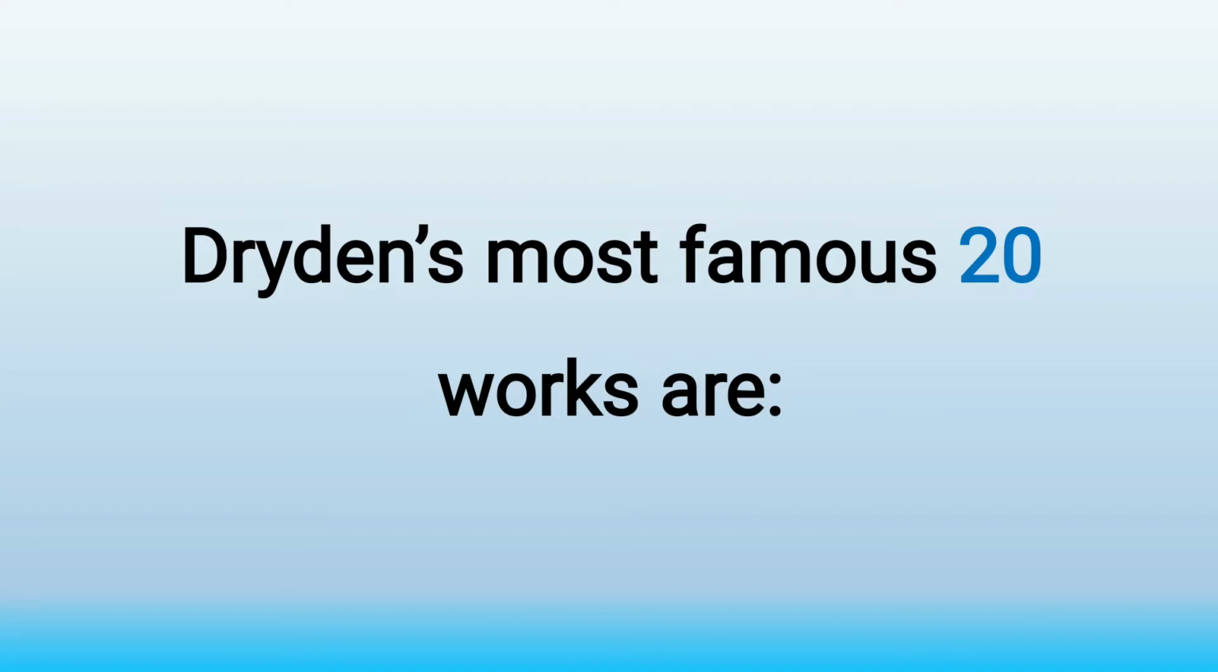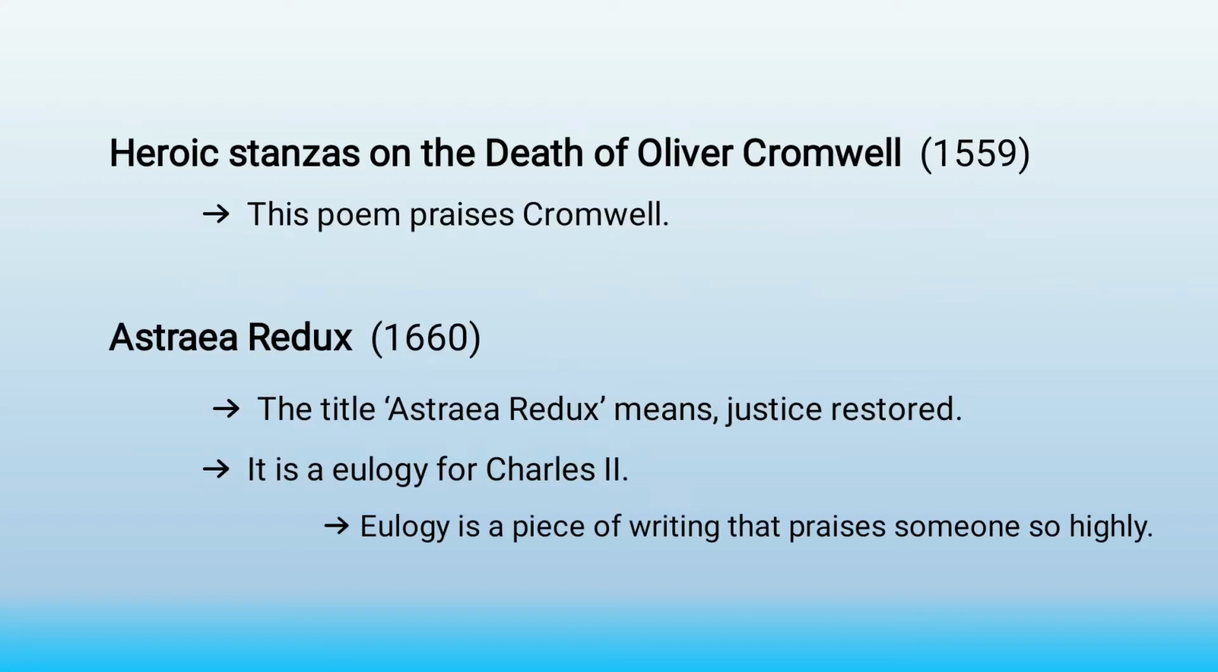Now we are going to see the 20 major works of John Dryden. And these works are listed almost in chronological order. So you can remember the publishing year and the work's name as well. So let's begin with Heroic Stanzas on the Death of Oliver Cromwell. I hope you may be familiar with Oliver Cromwell. This particular poem was written by Dryden and it praises Oliver Cromwell. It was written in the year 1659.